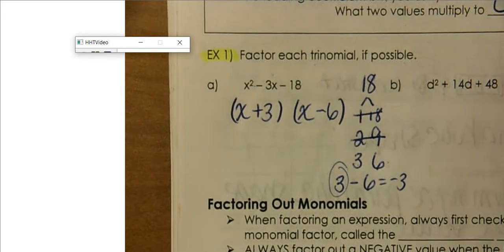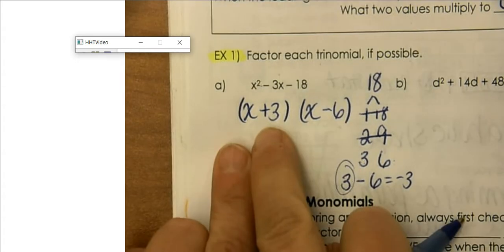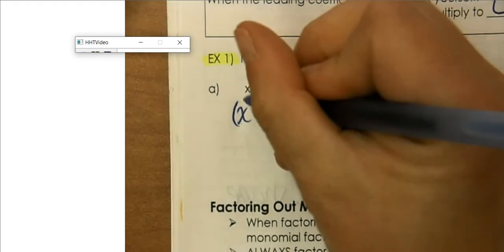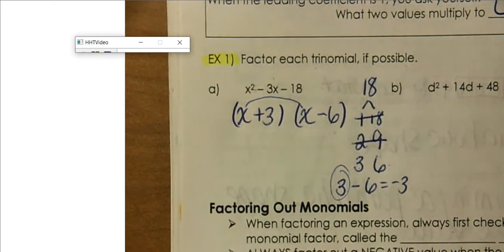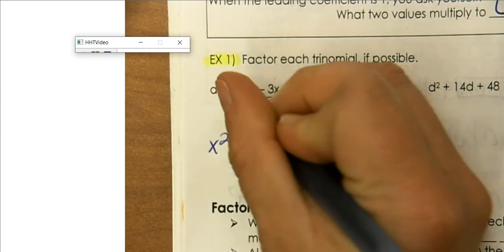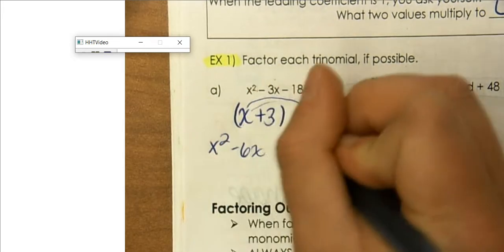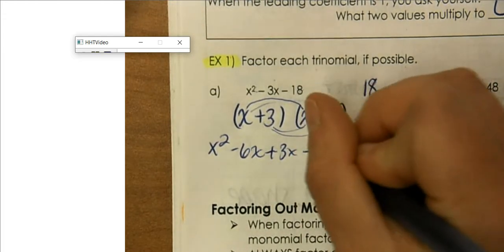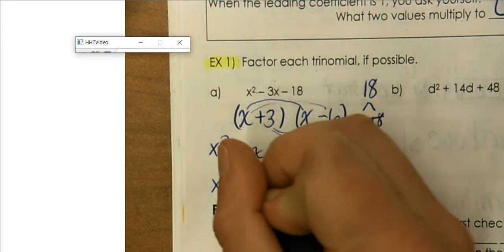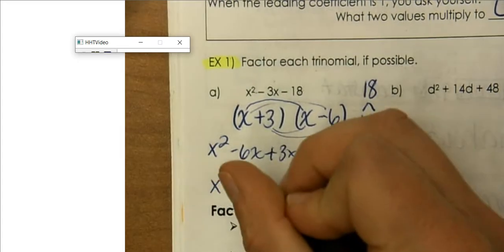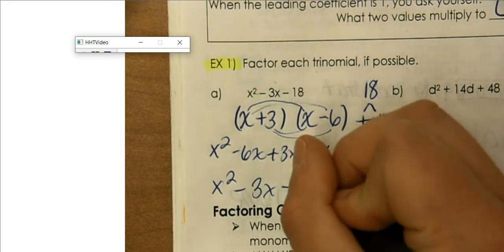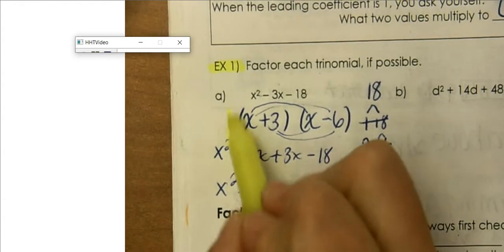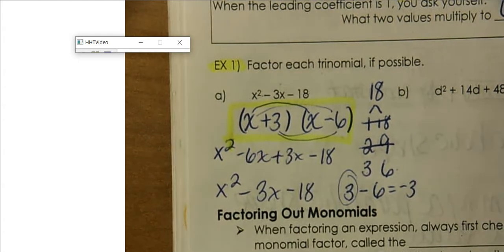Now here's the truth. It doesn't matter if the negative 6 goes first and the plus 3 goes second or vice versa, because when you FOIL it back out and you check your answer, x times x is x squared, x times minus 6 is minus 6x, 3 times x is plus 3x, and 3 times negative 6 is minus 18. I will end up with, no matter what, that minus 3x in the center and that minus 18 at the end. So I know that my final answer is x plus 3 times x minus 6.